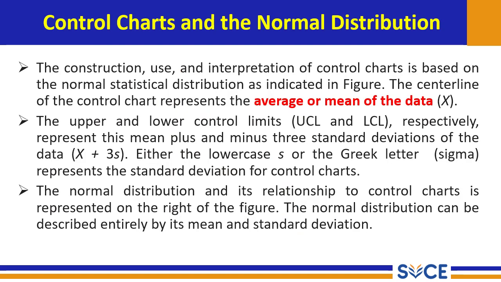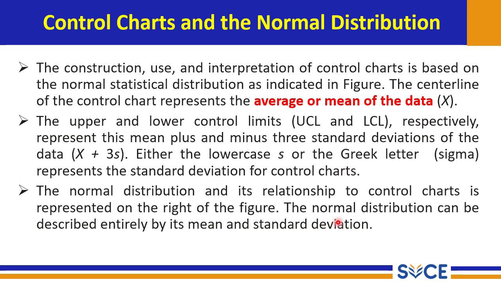So, control chart and the normal distribution. The construction, use and interpretation of control charts is based on the normal statistical distribution. The center line of the control chart represents the average or mean of the data, that is X bar. Okay. And there are two other important limits, the upper control limit and lower control limit, which represent the mean plus and minus 3 standard deviations of the data, that is x plus or minus 3s. For the lower limit you put the minus symbol, and for the upper limit you put the plus symbol.